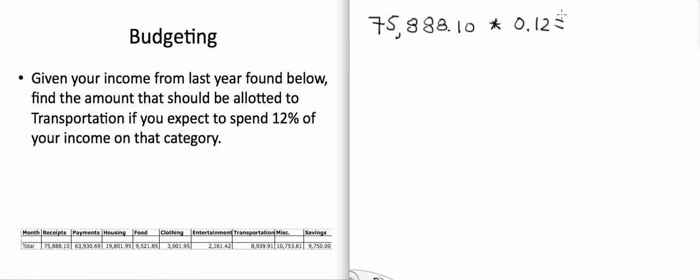And when we do that, we get an answer of $9,106.57. So a little over $9,100 will be allotted to your transportation fund throughout the year. With budgeting, you're trying to plan out future expenses. So you take the income that you expect to earn, or that you got from previous years, and multiply that by the percentage that you got.